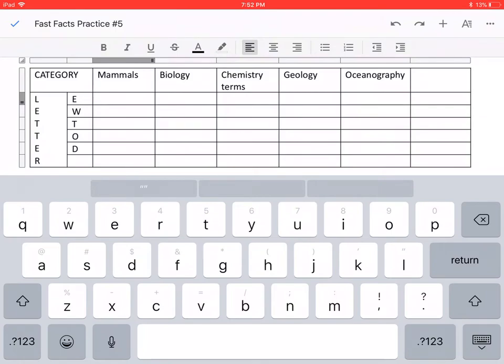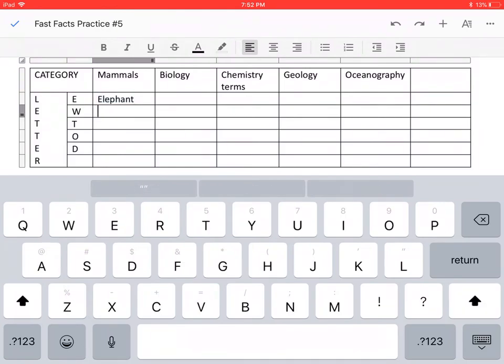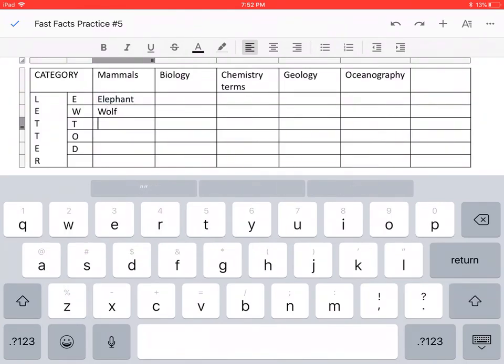So for E, we have elephant. For W, wolf. For T, tapir. For O, orca. And for D, dog.